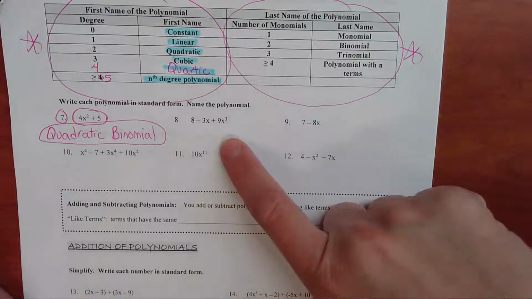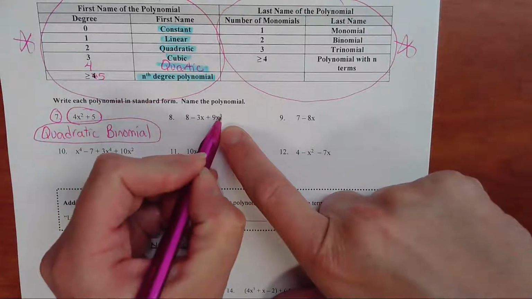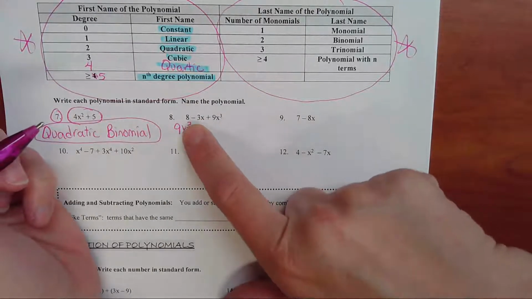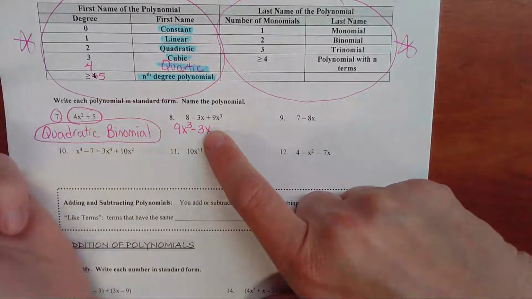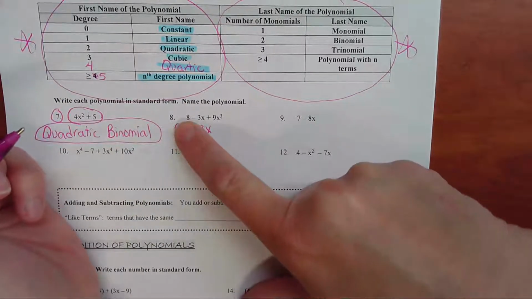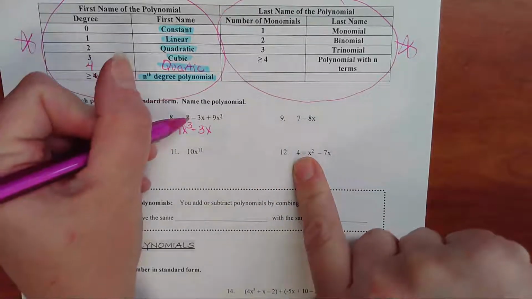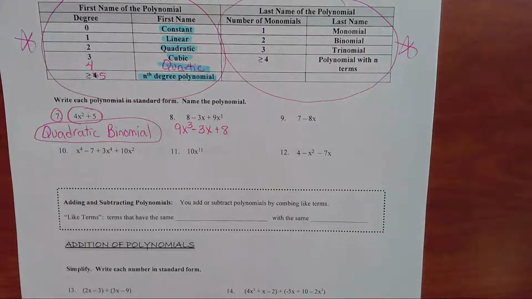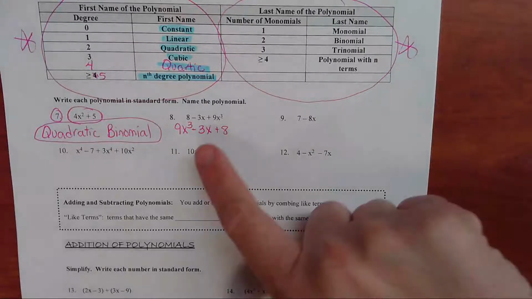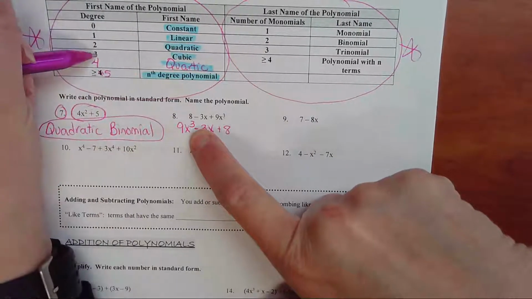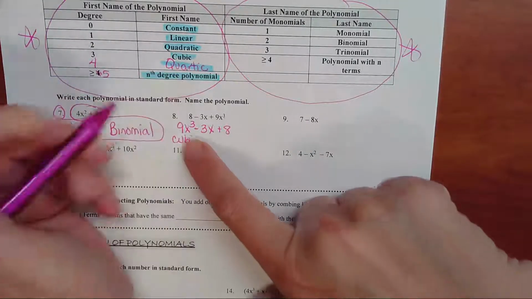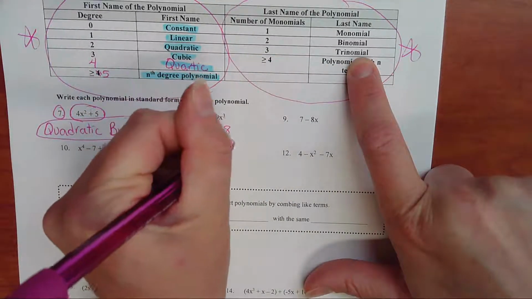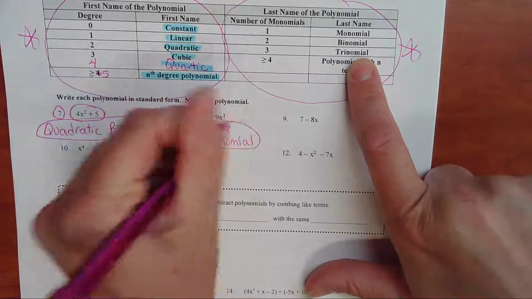Number 8 here. First thing I notice is this is not in standard form. Largest exponent is a 3. So this 9x cubed has to come first. Then this negative 3x comes, because that has an exponent of 1. And then 8, that constant right there, that number that has no variables, will always go on the end. And that is a positive 8. So there's my standard form. Then I have to name it. Largest exponent is a 3. 3 means that this is a cubic. And then there are 1, 2, 3 terms. 3 terms means that this is a trinomial. And that's all you're doing today.